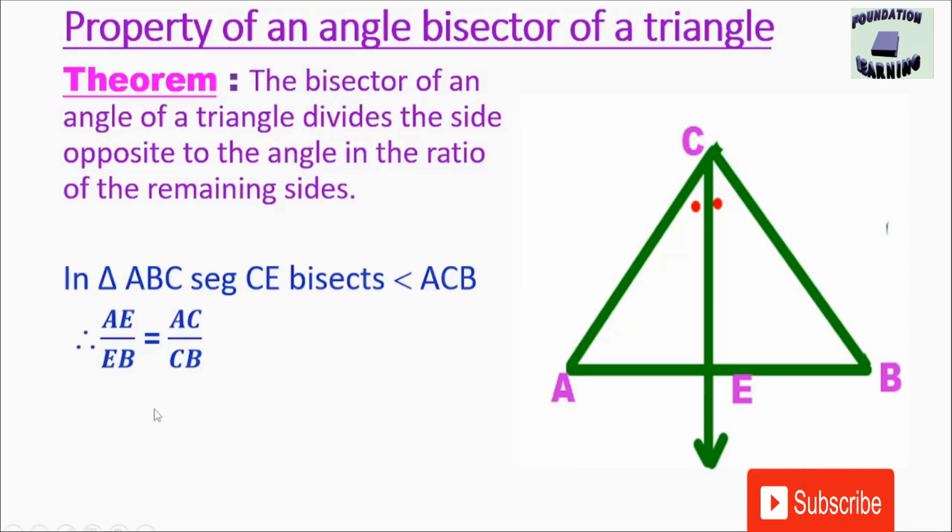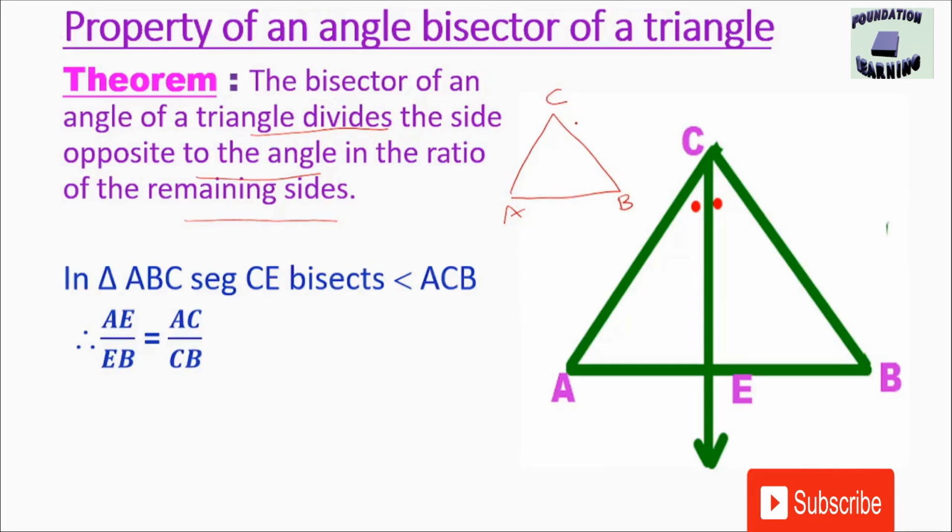Next we learn the property of the angle bisector of a triangle. Having understood what a bisector is, we will find it very simple. What does the theorem say? The bisector of an angle of a triangle divides the side opposite to the angle in the ratio of the remaining sides. Now which is the angle? Now we have a triangle here, ABC.